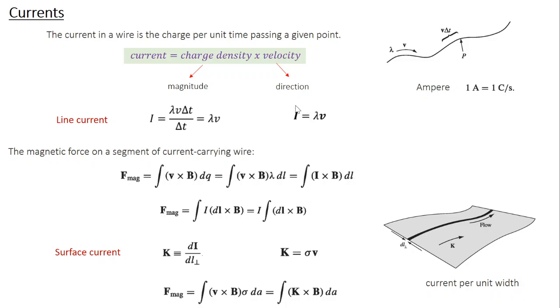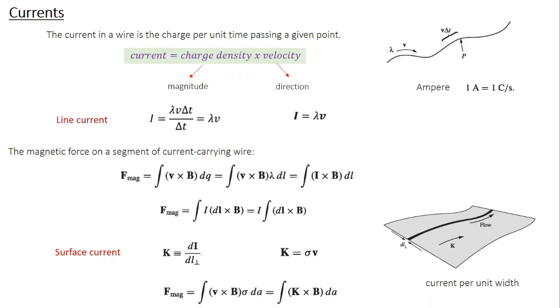Or in terms of the fundamental definition, I can write surface current density K equal to the surface charge density sigma multiplied by velocity v. And what is the magnetic force? Once again, this is integral V cross B dq. Now dq I can write in terms of the charge density as sigma dA. V into sigma is nothing but the current density K. So this is integral K cross B dA.